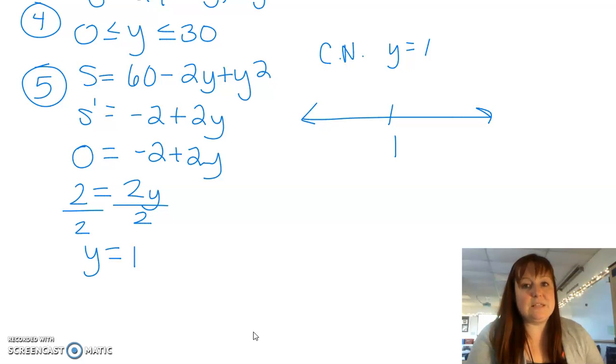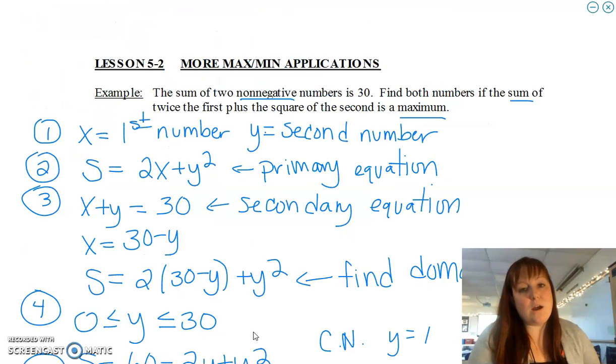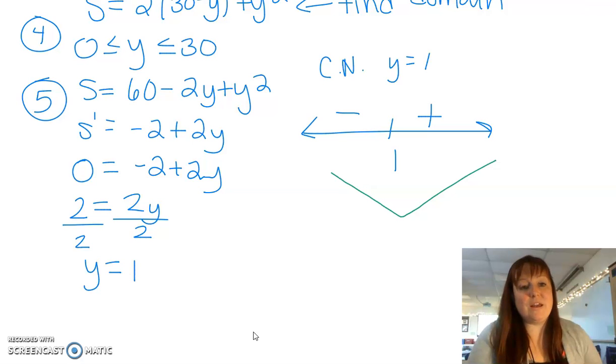Well, if I plug in, say, before that, like 1/2, into my derivative, I would get a negative value. And then if I plug a bigger number, like 2, in, I'm going to get a positive value. So this is like what we were talking about today on Monday. We were talking about what happens if it's a minimum, right? Our question asks for a maximum. We want the maximum value that we can possibly get. And our critical number gave us a minimum, right? So if y equals 1 and x equals 29, then we're going to have the minimum possible value for this.